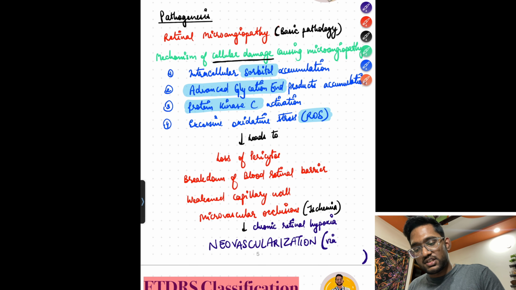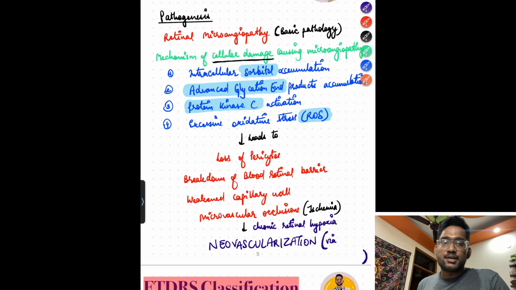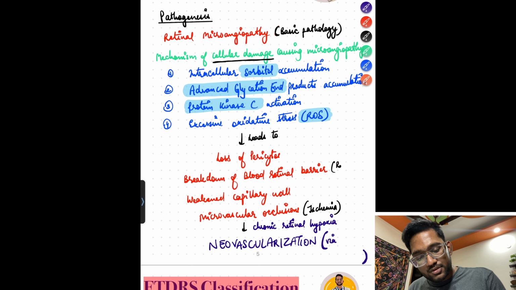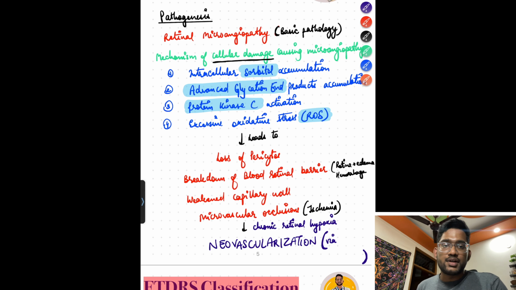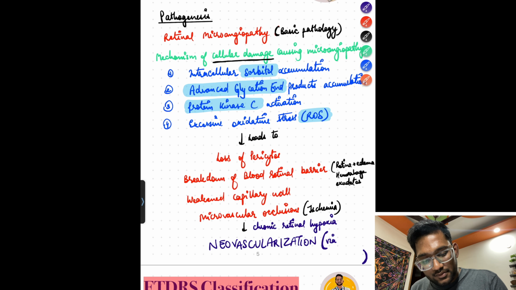Now what does this lead to? The first change which is seen is the loss of pericyte. Now this occurs due to the cellular damage which has occurred as well as hyperglycemia, and then there will be breakdown of the blood retinal barrier as I just discussed in hypertensive retinopathy. This will lead to what? This will lead to the edema in the retina. Then it will also lead to hemorrhage as well as accumulation of lipids, which is called the hard exudates or exudates, because the hard and soft terminology is redundant as of now. So we'll just write exudates.